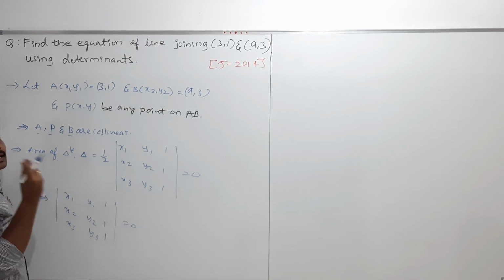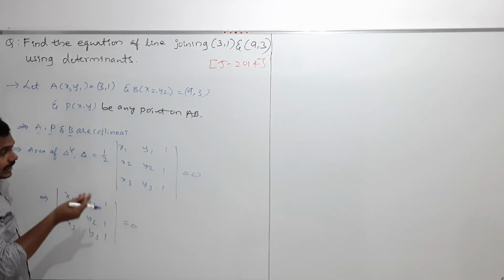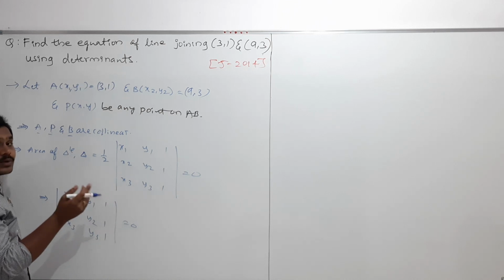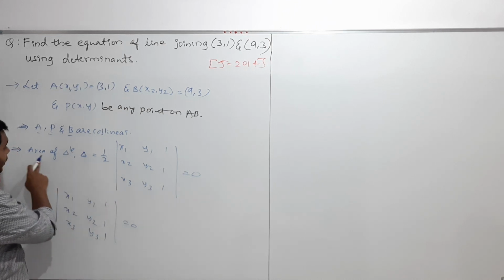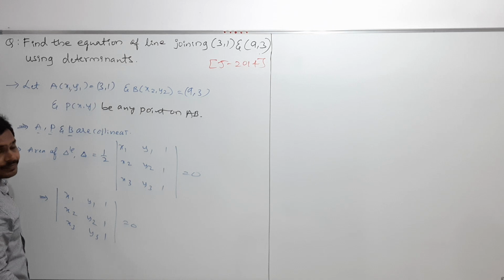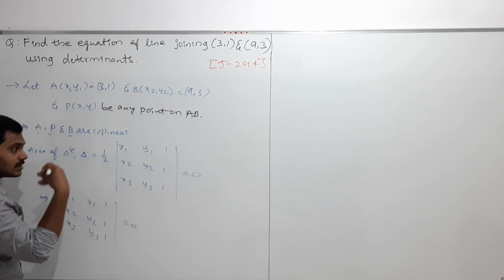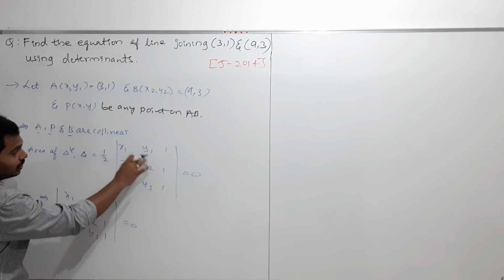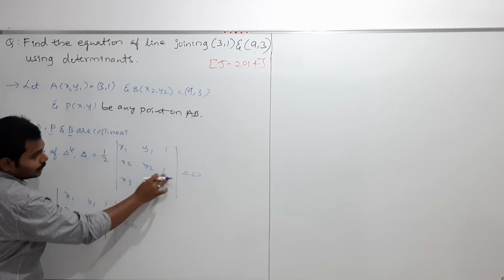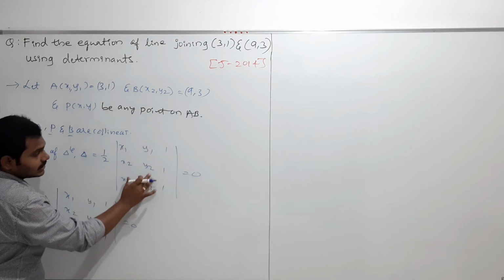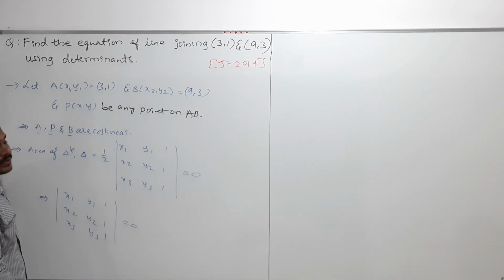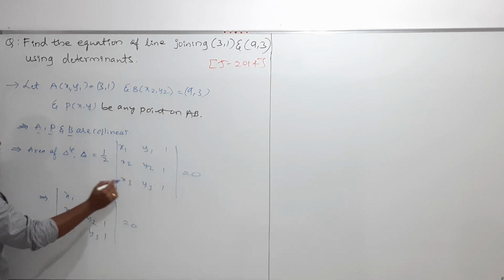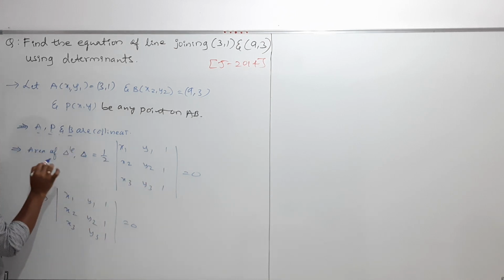So the area of the triangle we can write as half in terms of the determinant, and the area of the triangle is equal to 0. The formula for the area of the triangle is half into x1 y1 1, x2 y2 1, x3 y3 1. So this determinant is equal to 0. I am writing this because A, P, B are collinear.